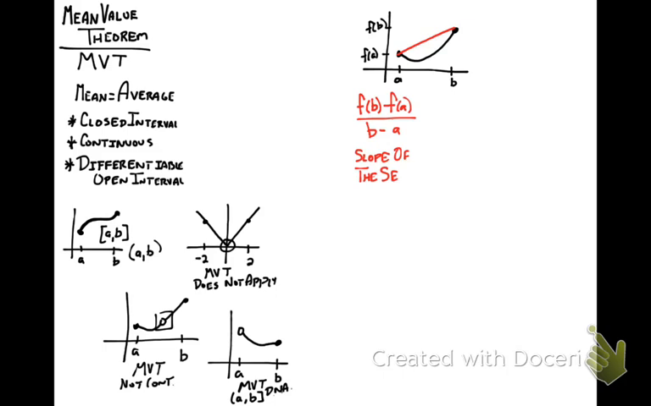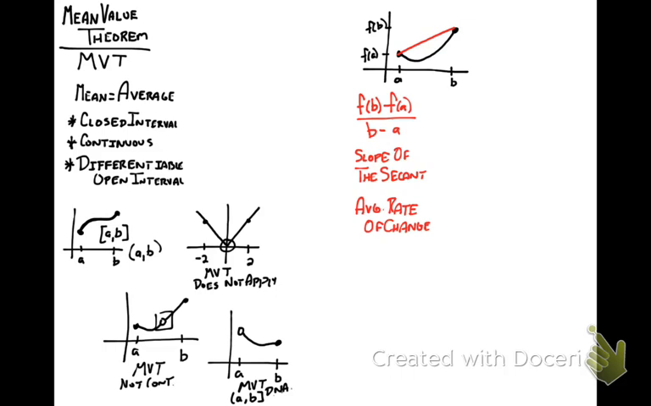Now, something to make sure you have clear in your head is that this is also called the average rate of change. And it's the average rate of change because we took the total amount of change, f of b minus f of a, and divided it by b minus a, which a way to think about that would be the total time it took to go from f of a to f of b. And that would be an average. The total change divided by the total time would be the average rate of change.